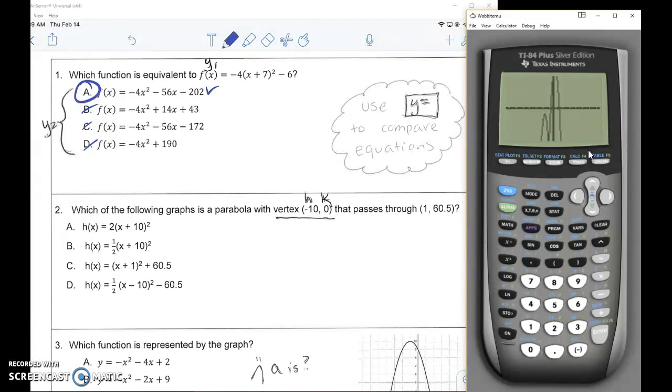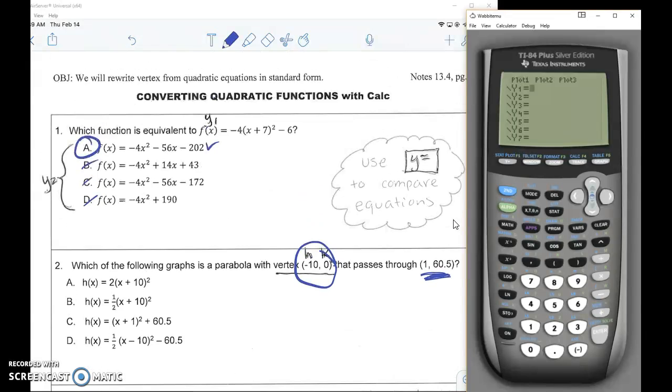Okay, number 2, which of the following graphs is a parabola with a vertex at negative 10, 0 that goes through the point 1, 60.5? Alright, back to y equals. I'm going to clear out what I have, and I'm going to graph each one of these and look at the graph to see the vertex and look at the table to see this point.